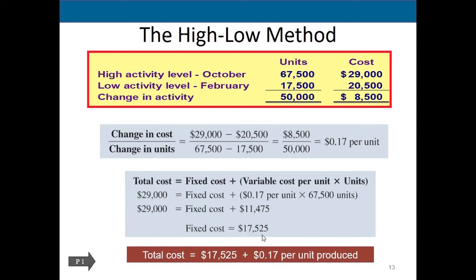Okay, so that's how we're going to do it. It just seems so much better. Could you do it at the low? Absolutely. You could basically change the formula around to say that 20,500 equals fixed cost plus 17 cents per unit times 17,500. And no matter what, you're going to get this exact same number. Guaranteed, you're going to get the exact same number.